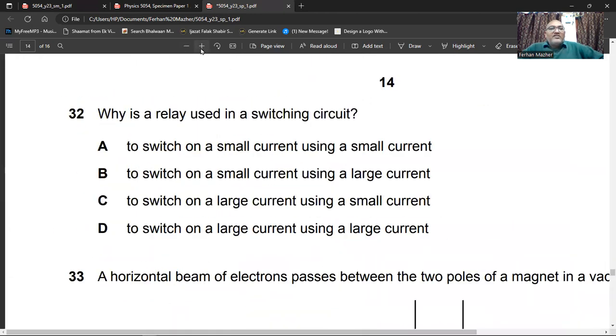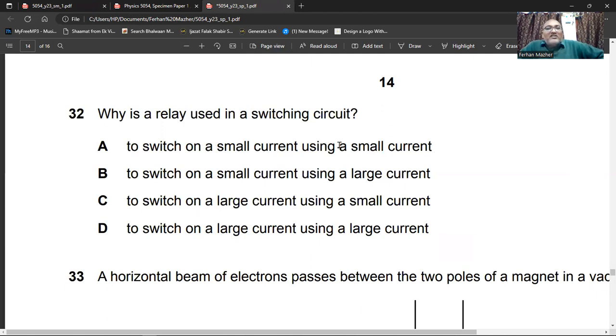So we are going to the next question. The next question is question number 32. Why is a relay used in a switching circuit? Relay is used so that, by using a small current and small voltage in the relay, you can switch on and off a circuit which has a large amount of current and large voltage. That's the basic function of the relay.